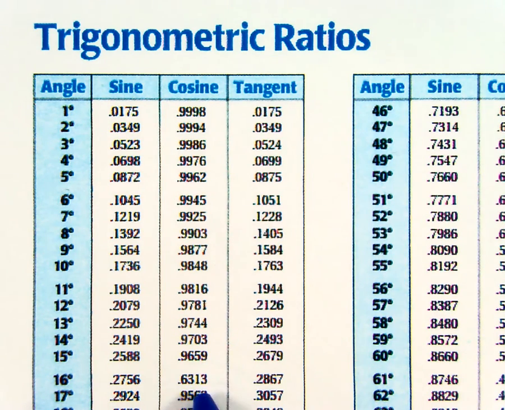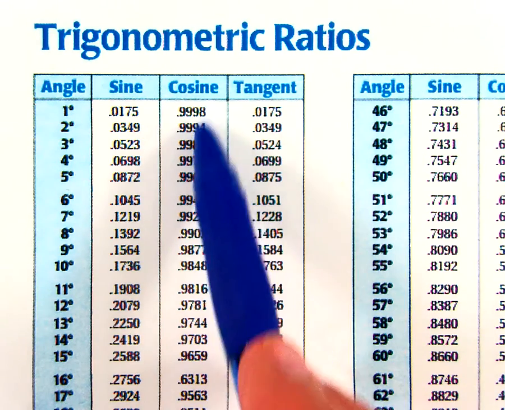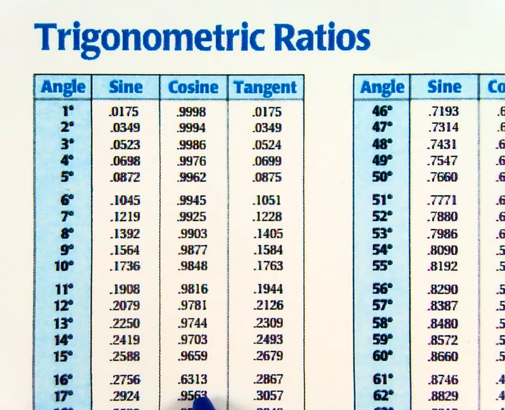All I do is I look and I say, oh, it's cosine, and it's at 0.6313. Oh, look, I must have had a 16-degree angle. And that's all we did, because you really don't need another name for it, but we had it, and you can work it out without even using it.